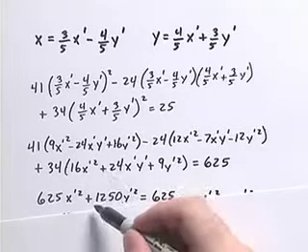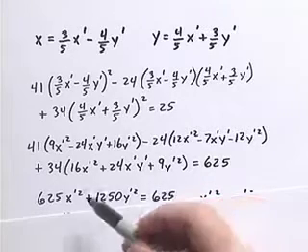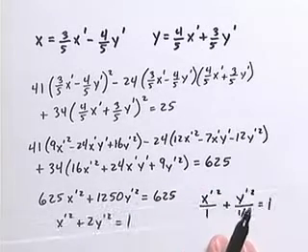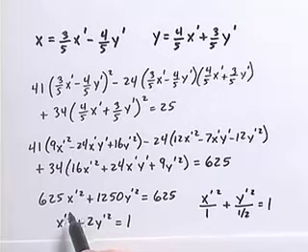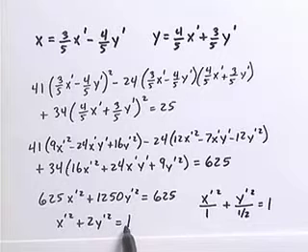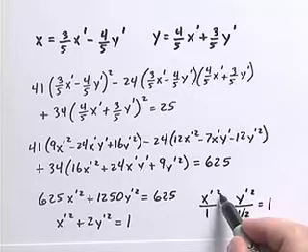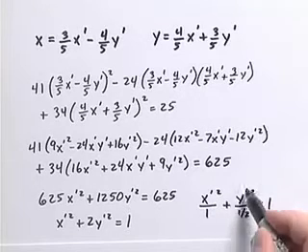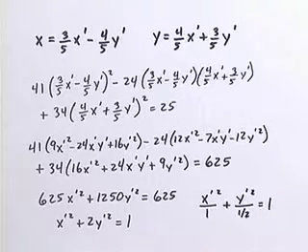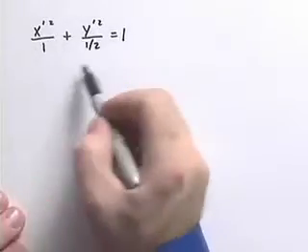625x prime squared plus 1,250 y prime squared equals 625. So everything goes away except for these two terms. If we divide both sides by 625, we'll get x prime squared plus 2y prime squared equals 1. Then we'll rewrite that in this form: x prime squared divided by 1 plus y prime squared divided by 1/2 is equal to 1. We've just rewritten our equation.